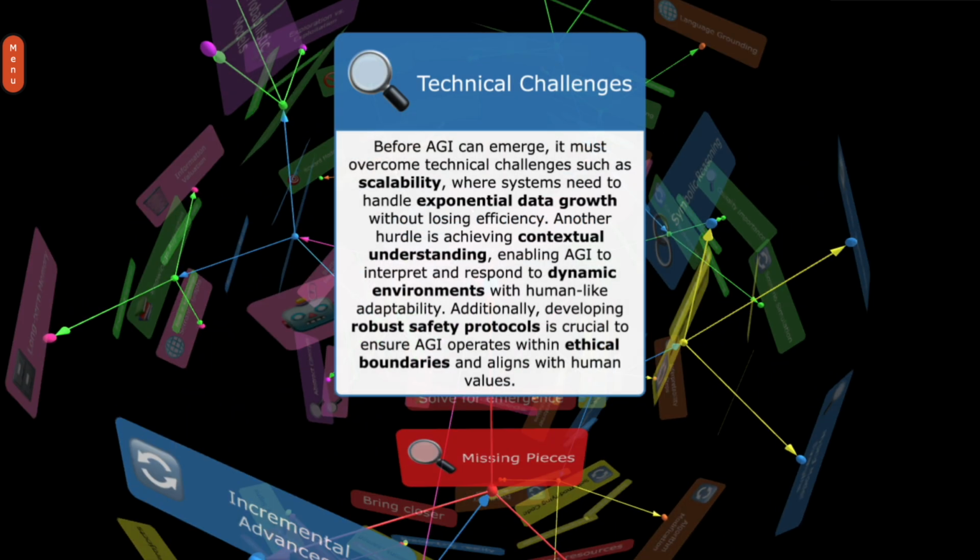Before AGI can emerge, it must overcome technical challenges such as scalability, where systems need to handle exponential data growth without losing efficiency. Another hurdle is achieving contextual understanding, enabling AGI to interpret and respond to dynamic environments with human-like adaptability. Additionally, developing robust safety protocols is crucial to ensure AGI operates within ethical boundaries and aligns with human values.